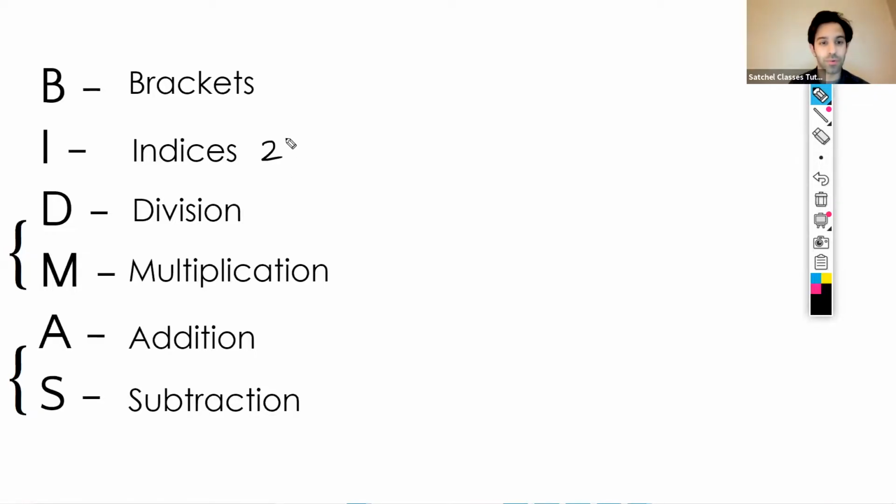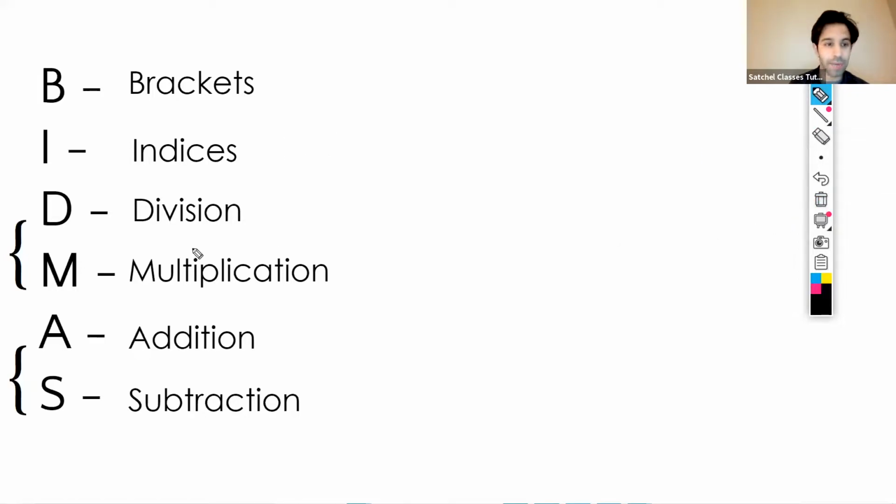So for example, 2 squared, the index is 2, or say 3 to the power of 4, the index is 4. So this is what we mean by indices, the powers of numbers.